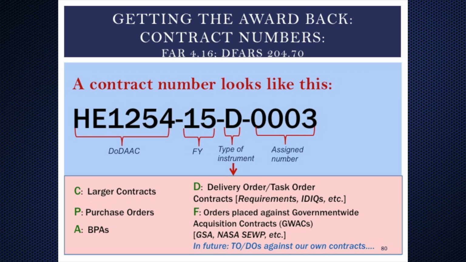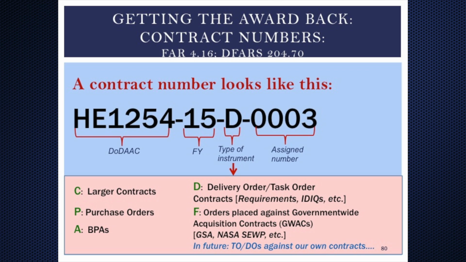So let's look at the type of contract. You'll hear language from procurement folks probably when they talk about, we're going to make this a D contract, or we're going to make this an F contract, or a C contract. What they're talking about is the type of instrument that's going to be designated in the contract number. So a D contract will be a delivery order task order contract. It won't be the delivery order or task order itself. That'll be a different letter, which we'll talk about in a minute. But it will be the ordering vehicle in which you issue task orders from.